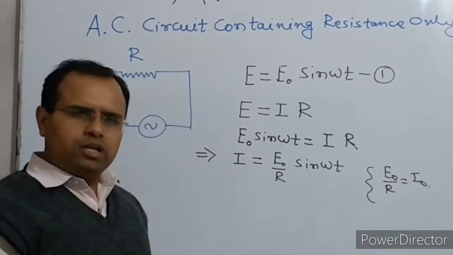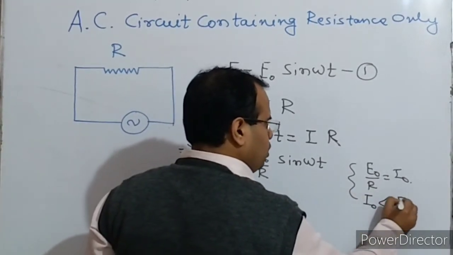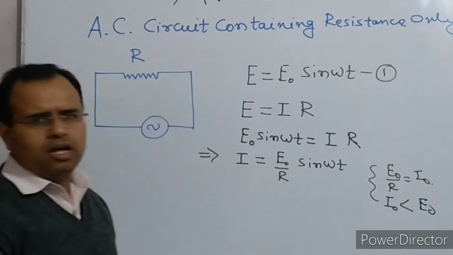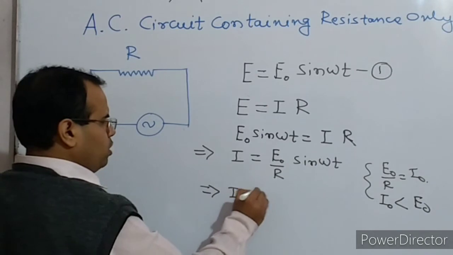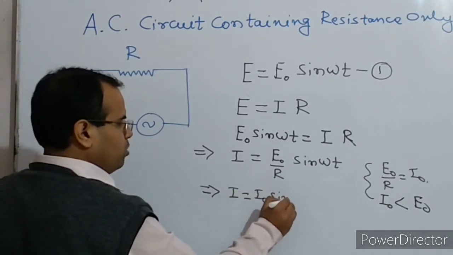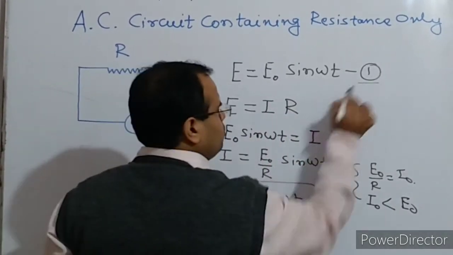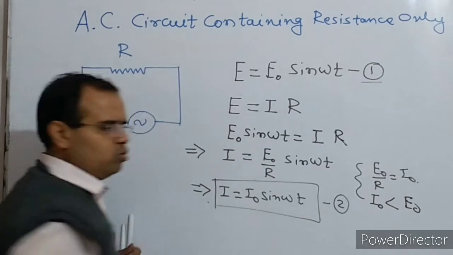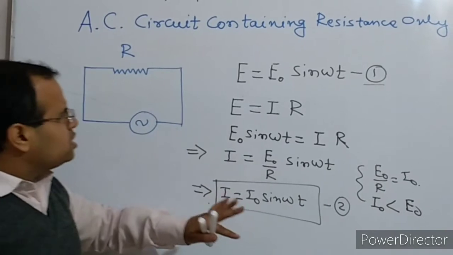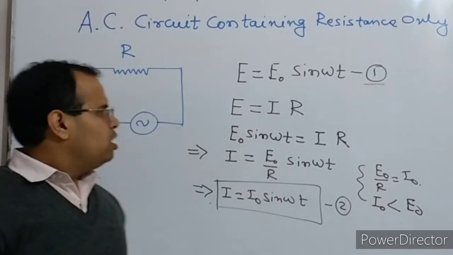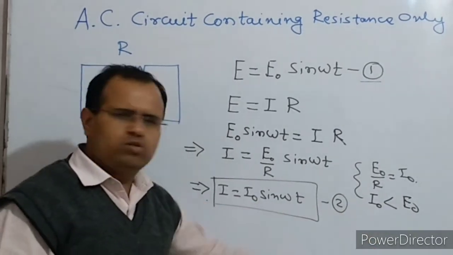We can assume that E naught upon capital R is actually I naught, which is the peak value of the alternating current. It is obvious that I naught would be less than E naught because it is divided by capital R. Also, this implies I is equal to I naught sine omega t. Now if you see equation number 1 and let us write this as equation number 2, as far as the expressions are concerned, they are similar. Here also the variation is sine omega t. The only difference is that the peak values are different.